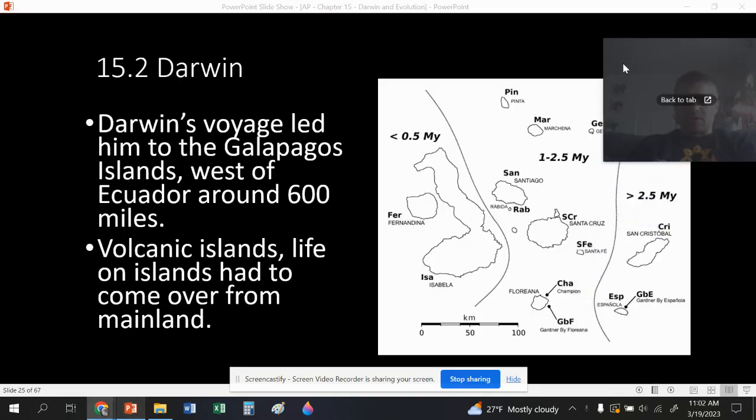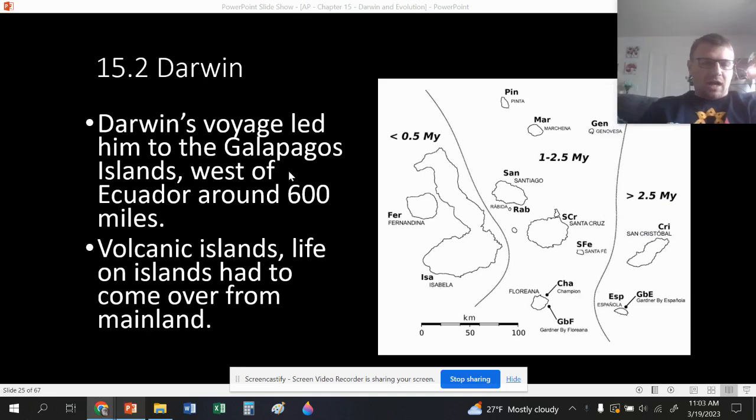So Darwin's voyage eventually led to the Galapagos Islands. You know that these are very famous islands off the coast of Ecuador. They are actually Ecuadorian, so it means they belong to the country of Ecuador, about 600 miles off the coast. Now, these are a set of volcanic islands, and these islands arose at different time periods. You can see how many millions of years ago each set of islands arose. Let me show you why.